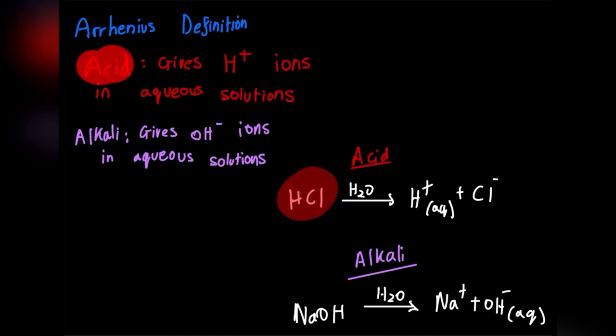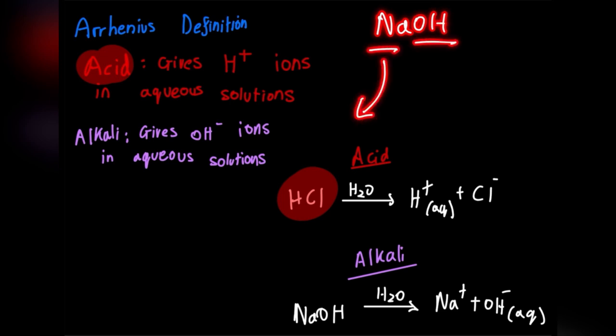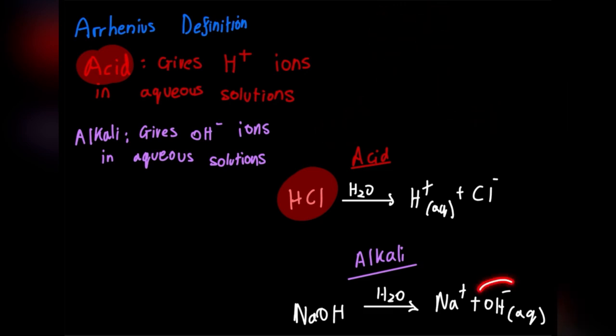Similarly, the rule for alkalis in the Arrhenius definition is that it separates or dissociates to give us OH- ions. For example, we can look at NaOH. NaOH has two parts, Na and OH, and it dissociates to give us Na+ and OH-. And again, the fact that it dissociates into OH- tells us that this is in fact an alkali.